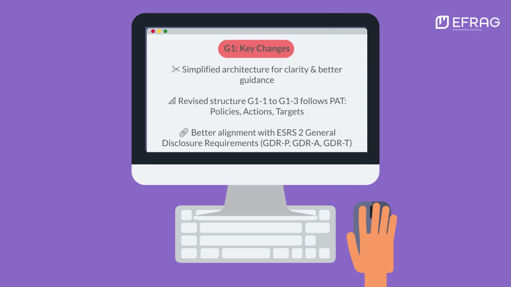The architecture of G1 has been significantly simplified, enhancing clarity and providing better guidance for reporting. The revised structure, from G1.1 to G1.3, now follows a clear PAT design, referring to policies, actions, and targets to address material impacts or risks and/or to pursue material opportunities related to business conduct or one of its subtopics. This interacts more effectively with ESRS 2 general disclosure requirements, specifically GDR-P, GDR-A, and GDR-T, and ensures consistency across topical standards.